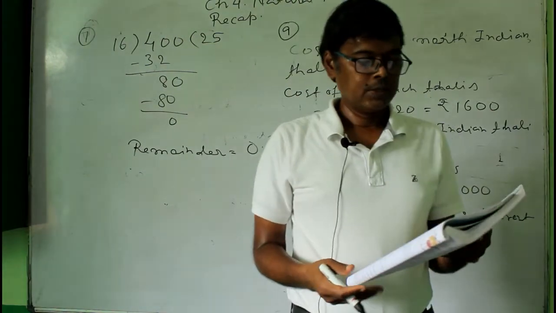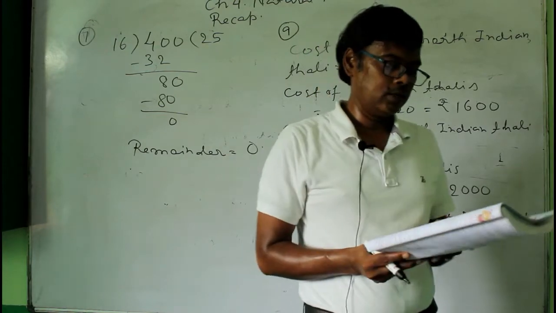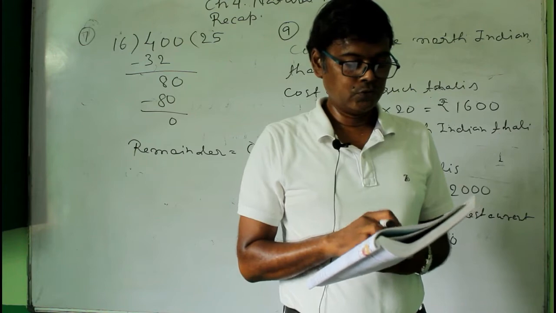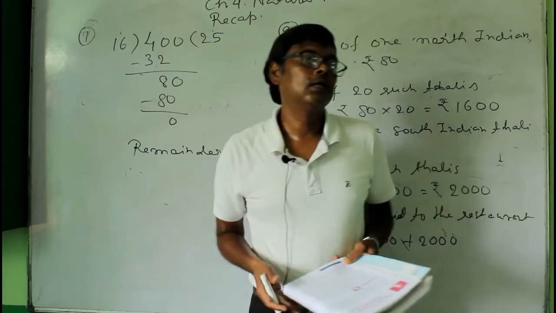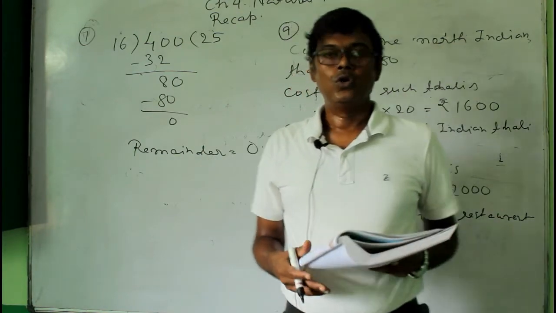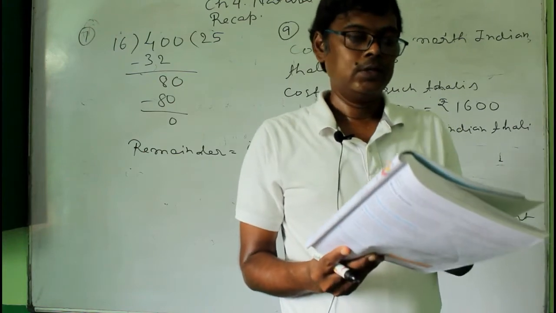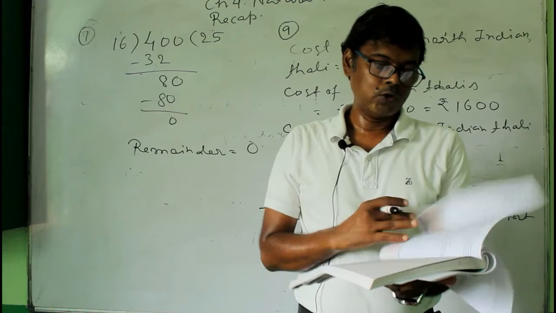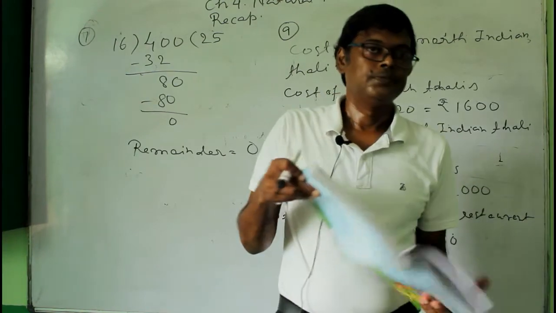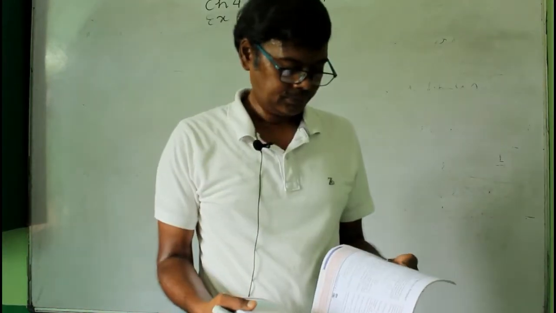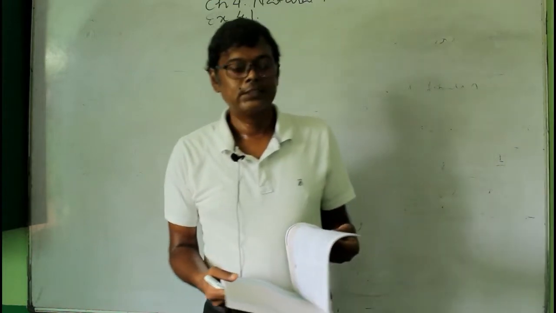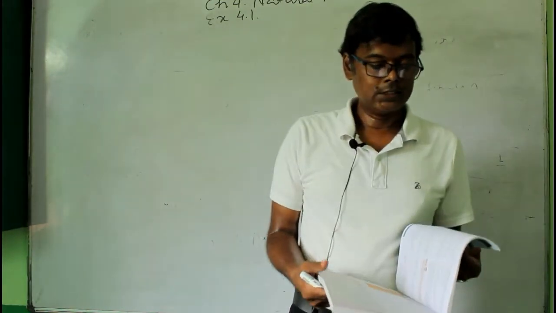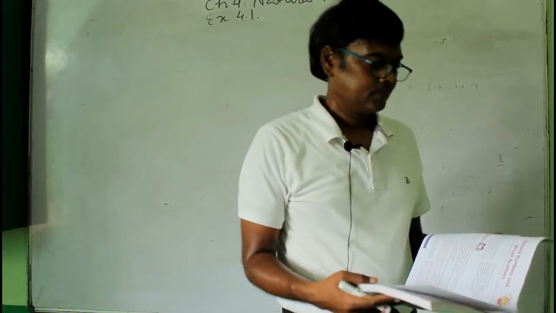So this is the end of this exercise, and how many questions did I do? 1, 2, 3, 4, 5 questions I did. Then there are 5 questions remaining, and that is your homework. Okay. Now next is the 4.1 exercise. Okay. 4.1. Now exercise 4.1, and this is the last exercise of this chapter.